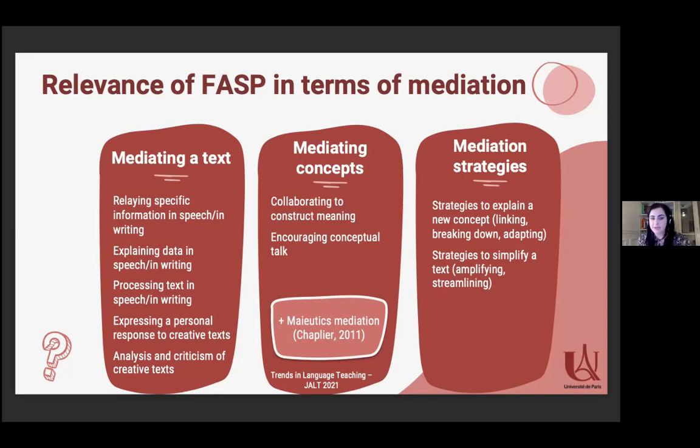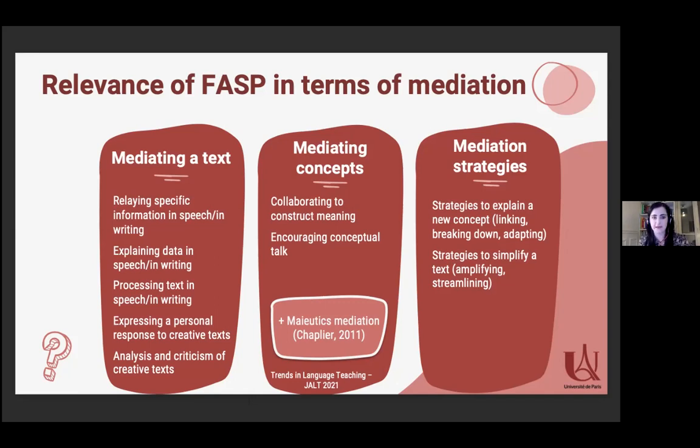And our tasks took into account different descriptors from the companion volume regarding mediation. So they seem a bit vague when you see them like this. You think, okay, what does that mean? But really, that's one of the problems with the framework. It can seem a bit vague, and then in fact it's very simple. So we have things here like, for example, expressing a personal response to creative texts and analysis and criticism of creative texts. So the CEFR clearly states that text can also be a play or a film, for example. So we're using the word text here, but in our case, it's the films that we're using.